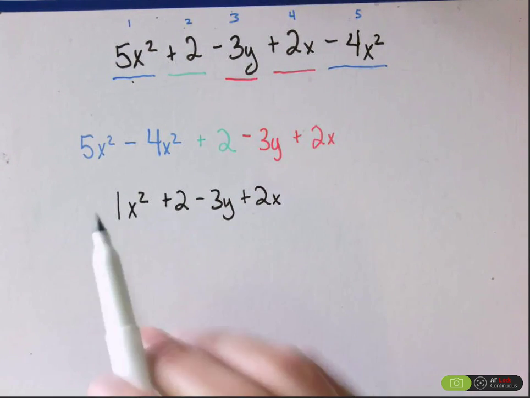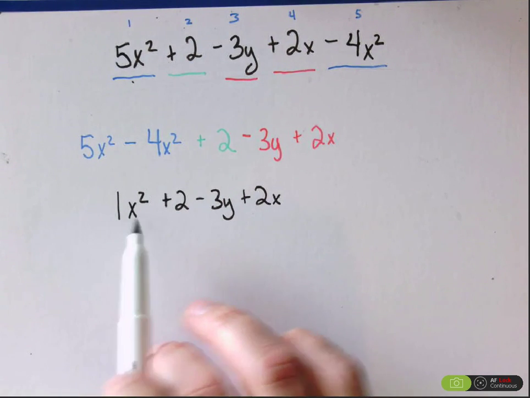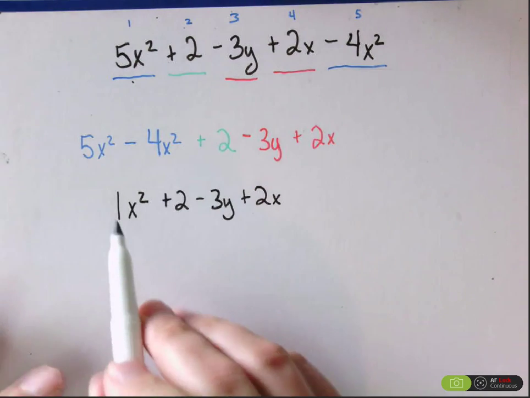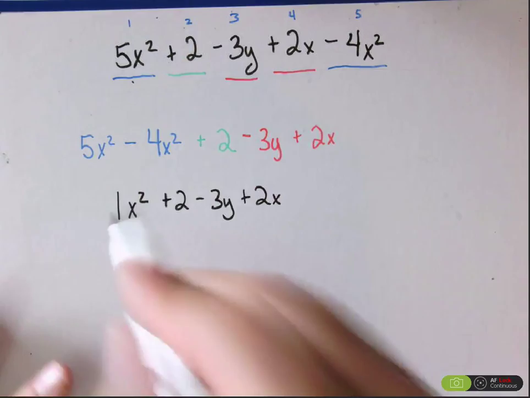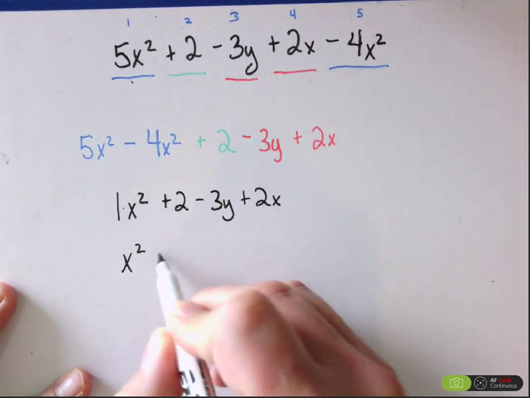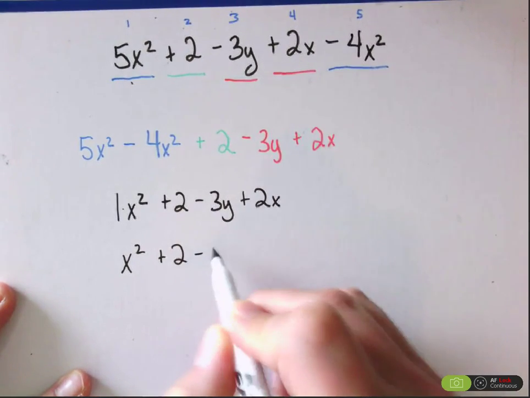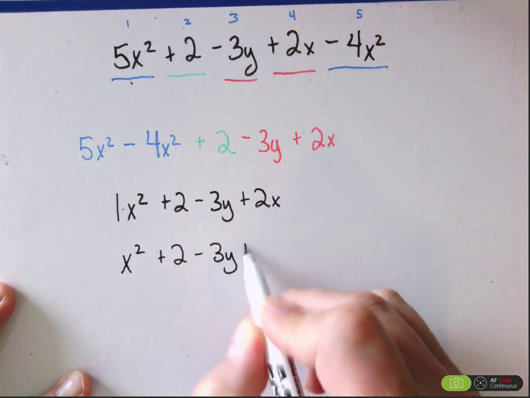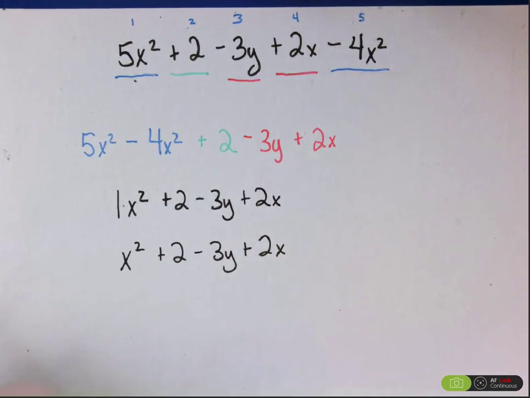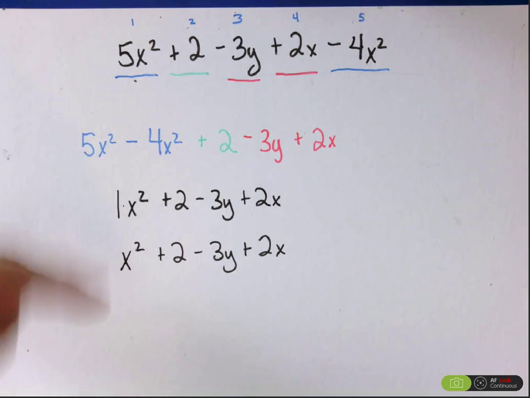Okay, and we know that 1 times x squared is just going to come out, because anytime you multiply anything by 1, it's going to come out that number. We know that 1 times x squared is the same thing as saying x squared plus 2 minus 3y plus 2x. If you leave the 1 there, it's not a big deal. So if you were kind of confused by that comment, ignore it. But just know that 1x squared and x squared are the same thing.